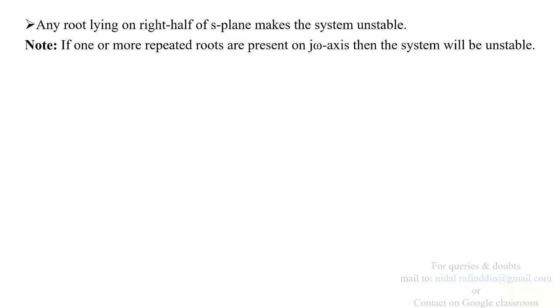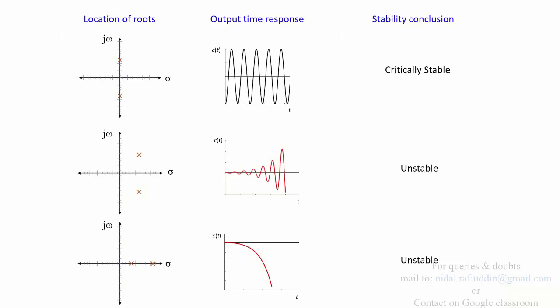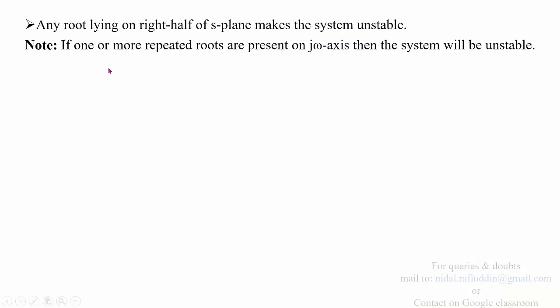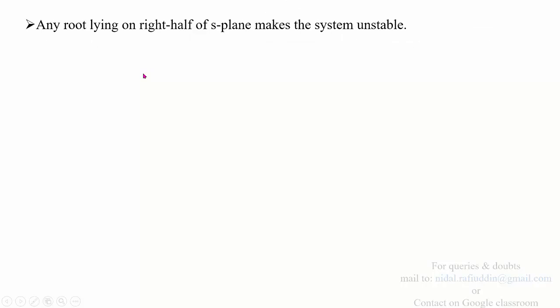This is one more important thing to note, that you may have repeated roots on the j omega axis. For example, shown over here are two poles of the transfer function. If suppose you were having a system of fourth order and all four poles of the transfer function, or the four roots of the characteristic equation, lie on the j omega axis, then in that case the system is going to be unstable, not critically stable, and that should be repeated. So there should be repeated roots on the j omega axis.